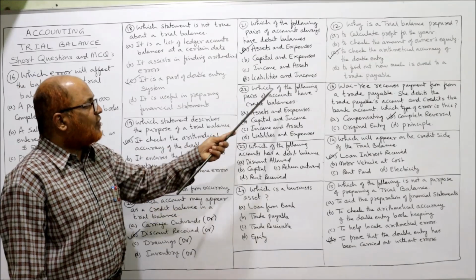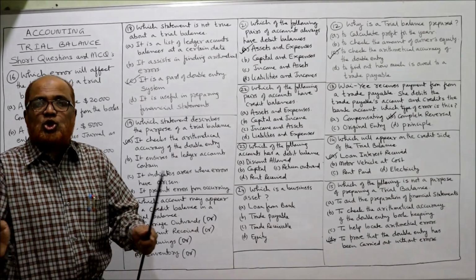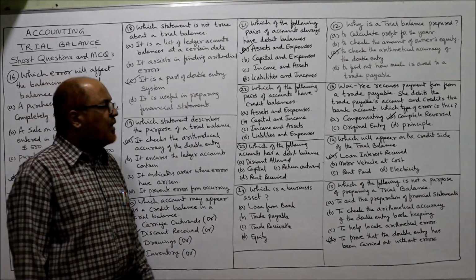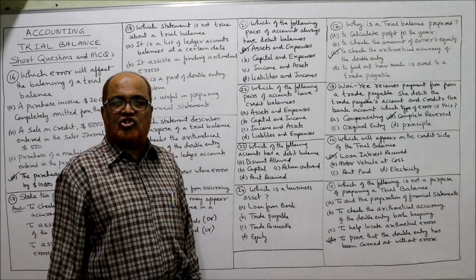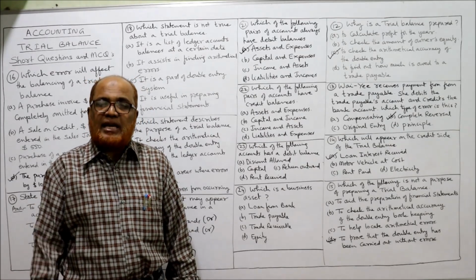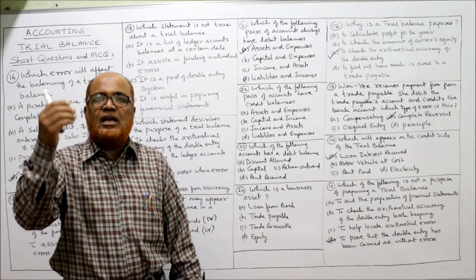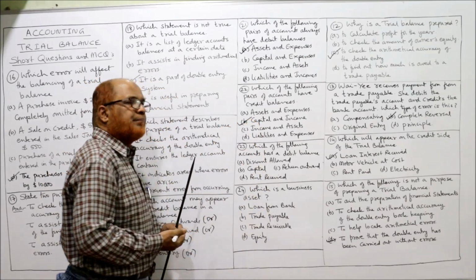Next, which of the following pairs of accounts have credit balances? Both should be credit. So which item? Come on, check. Assets and expenses both are debit. Capital and income, right? Capital will show credit balance. Income will also show credit balance. So correct answer is B.